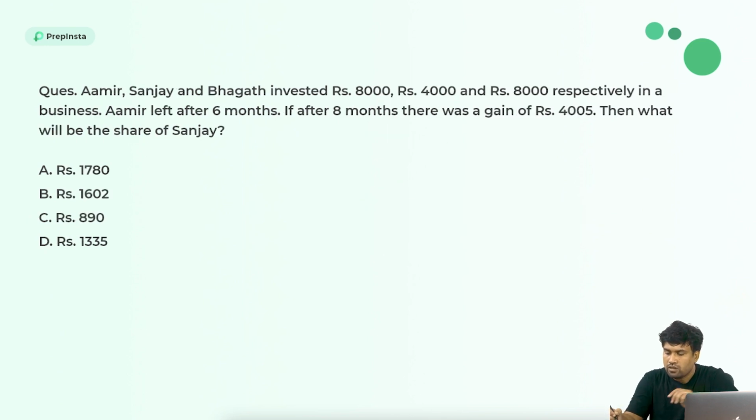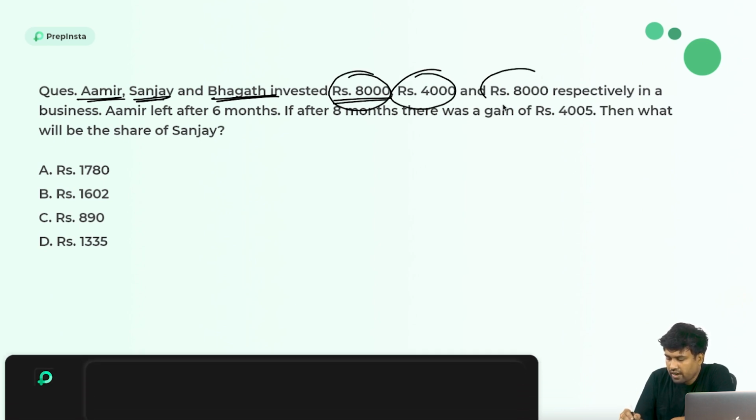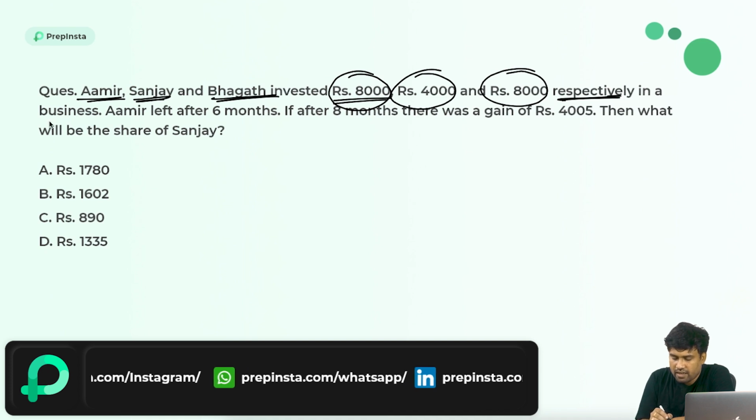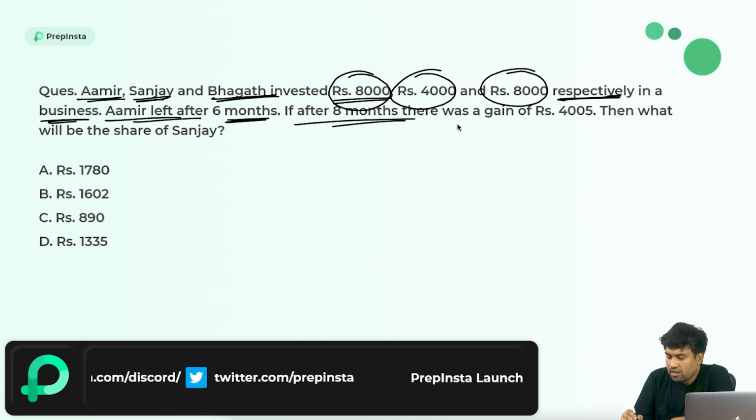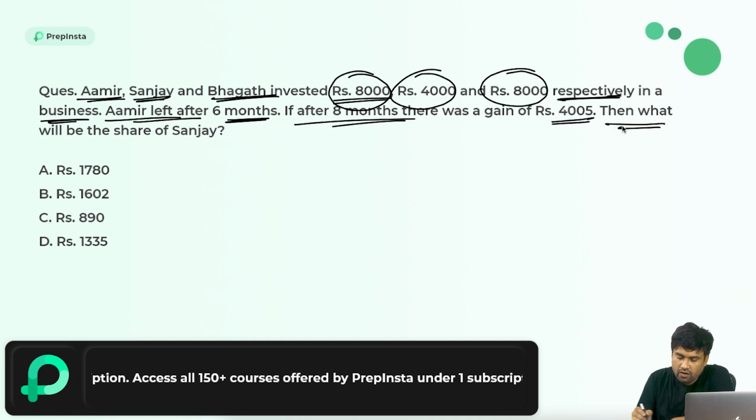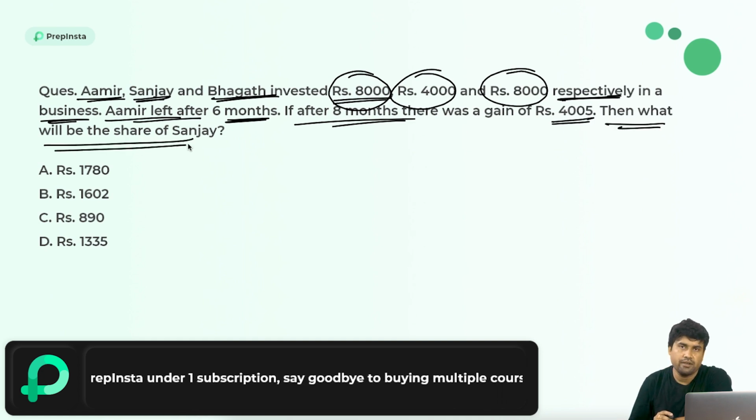So try to pause the video and try to solve it on your own first, then I will explain in a short way. So just look into the problem. Amir, Sanjay and Bhagat invested 80,000 rupees, 4,000 rupees and 8,000 rupees respectively in a business. Okay. Amir left after 6 months. If after 8 months there was a gain of 4,005 rupees, then what will be the share of Sanjay?